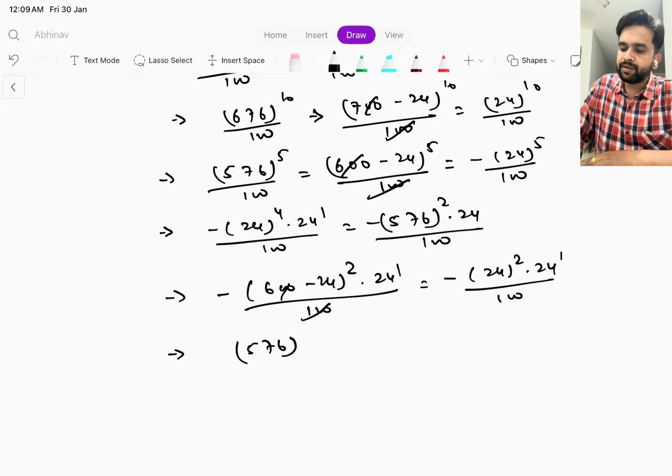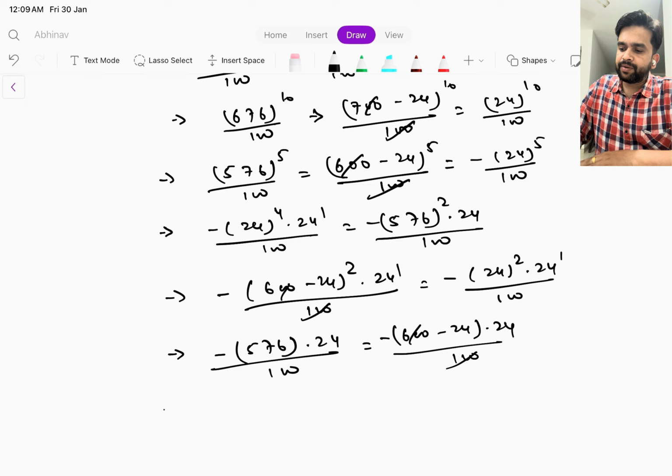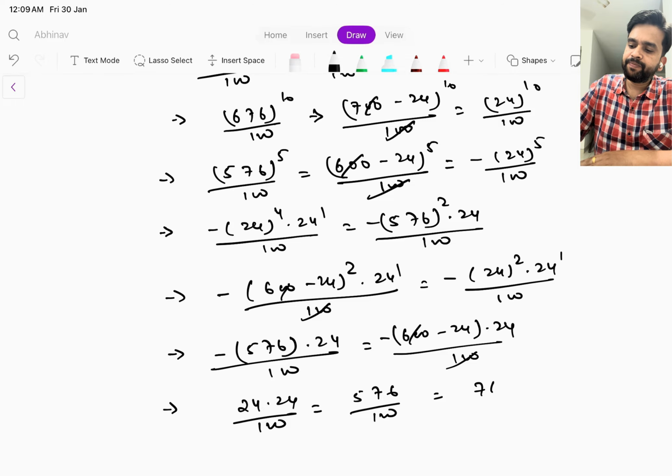576 can again be rewritten as 600 minus 24. Now I'll cancel this. So now I'm left with minus 24 multiplied by minus, which is plus 24. 24 into 24 divided by 100, which gives us 576. So the last two digits are 76. Let us move to the last question.